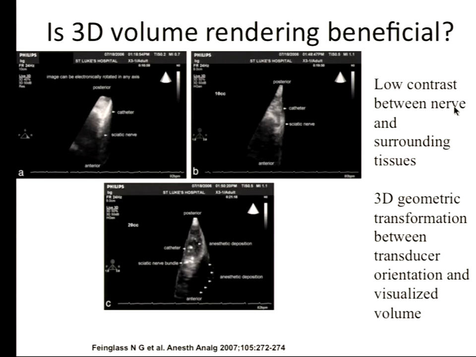So conventionally, 3D and 4D imaging has been very successful in applications where there is a very high contrast between tissues. So for example, in fetal imaging, it has been very successful because there is a strong contrast between the amniotic fluid and the fetus. But in a situation like this, where there is very low contrast, the utility of volume rendering becomes much less. In my opinion, a bigger problem is trying to understand the orientation of the volume with respect to the anatomy and the transducer, and especially if you have another needle in place. So that 3D geometric transformation sometimes is very non-intuitive.